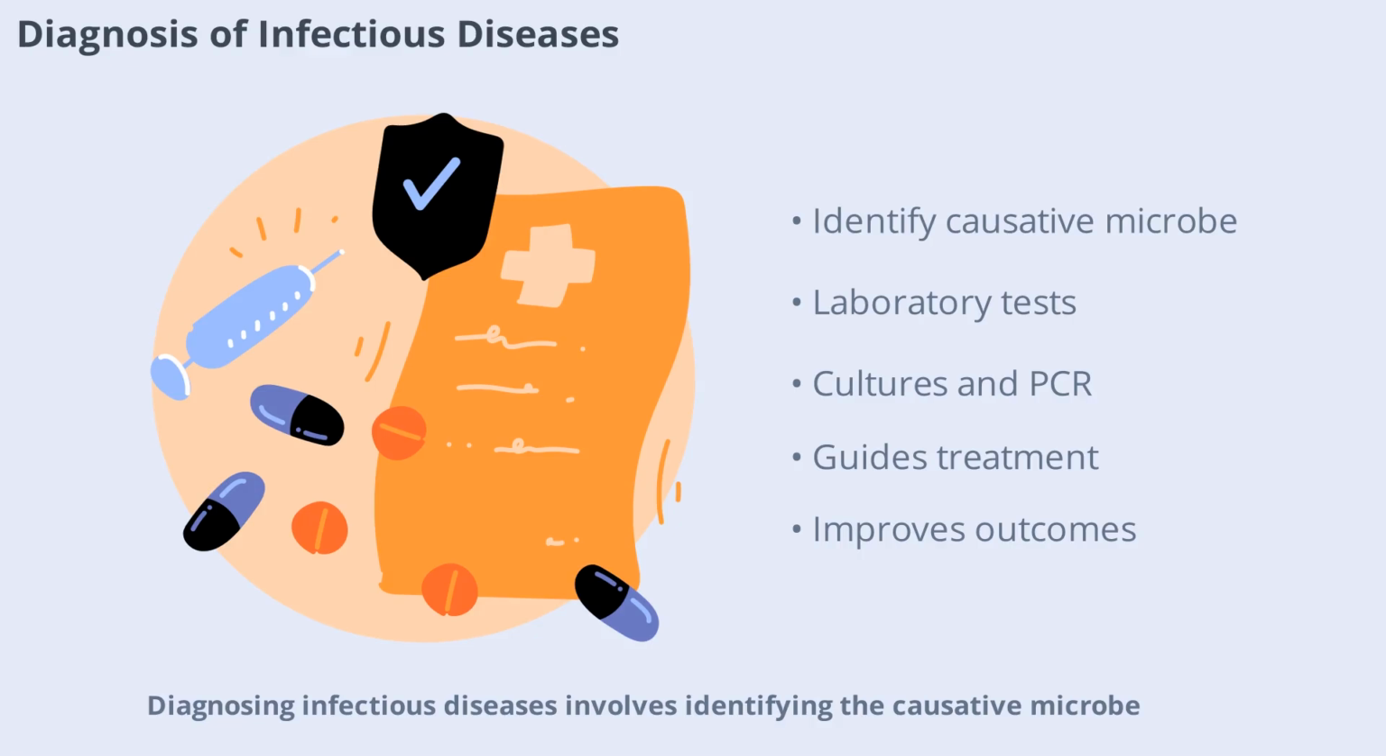Diagnosing infectious diseases involves identifying the causative microbe. Techniques include laboratory tests, cultures, and molecular methods like PCR. Accurate diagnosis guides treatment and helps prevent the spread of infection. Advances in technology have made diagnosis faster and more reliable, improving outcomes for patients and communities.